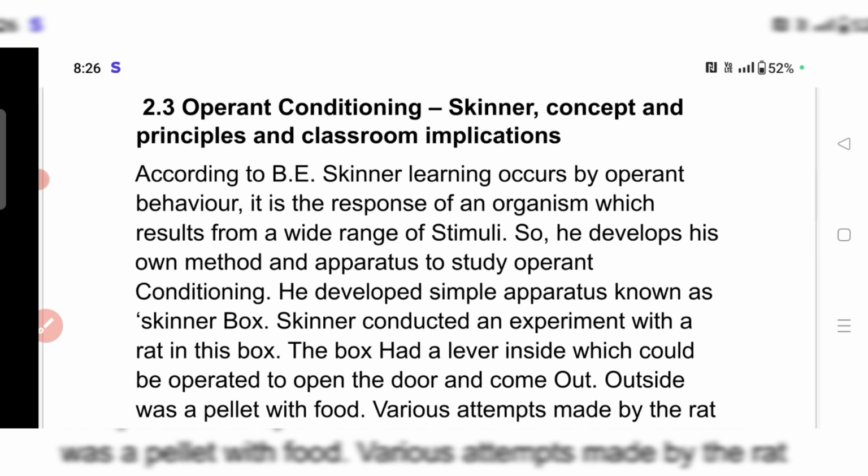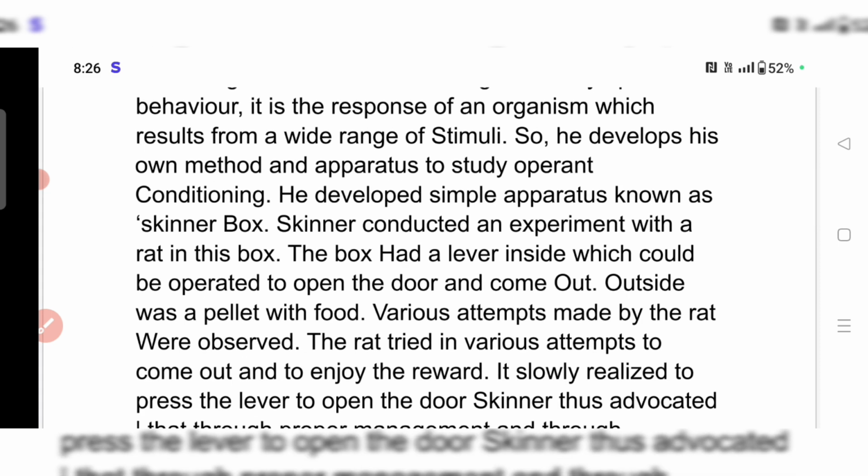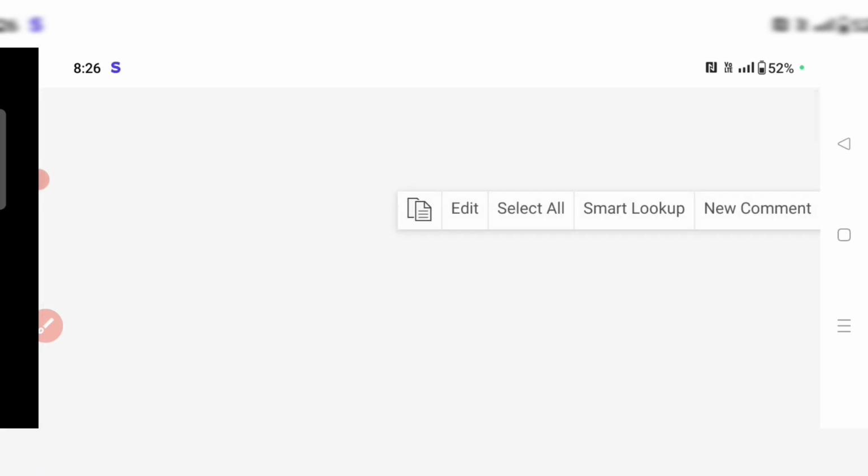The next topic is operant conditioning. Operant conditioning was defined by B.F. Skinner. Learning occurs by operant behavior. It is the response of an organism which results from a wide range of stimuli. So he developed his own methods and approaches.